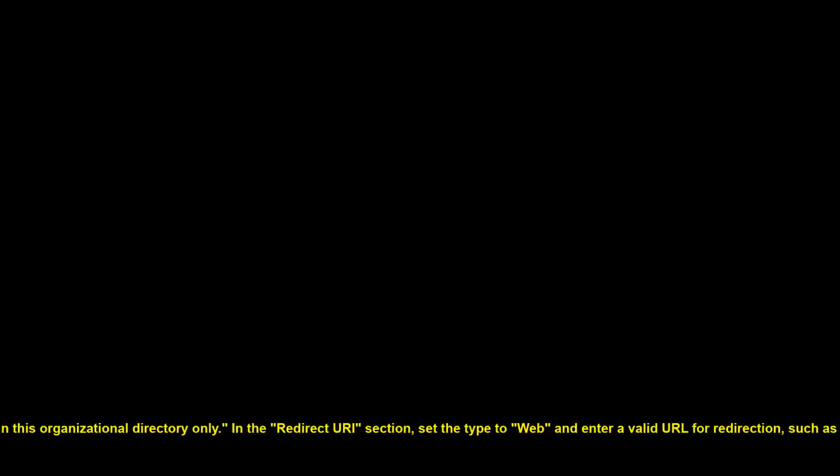In the name field, enter a suitable name for your application. Select Accounts in this organizational directory only. In the Redirect URI section, set the type to web and enter a valid URL. Click the Register button to complete the application setup.